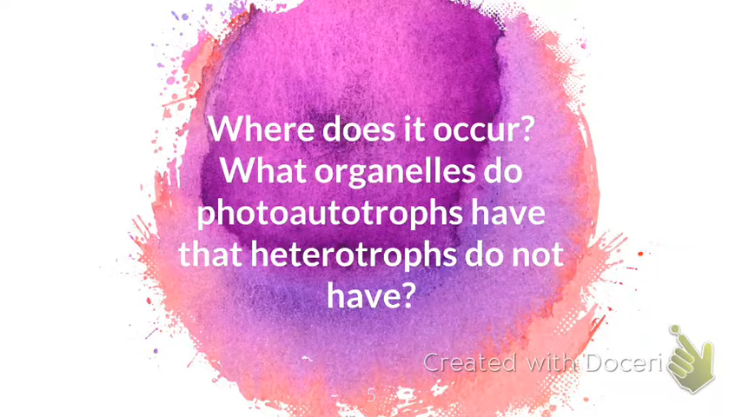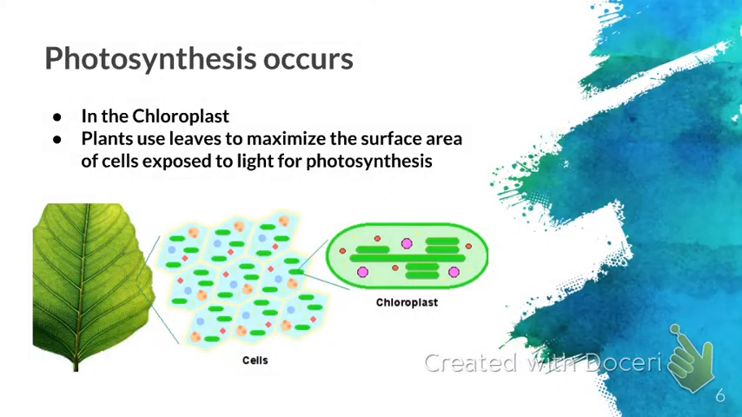What organelles do photoautotrophs have that heterotrophs do not have? Well, you have chloroplasts, right? It occurs in the chloroplast. Chloroplasts are organelles found in plant cells. Remember we looked at the Elodea cell, and we saw a bunch of chloroplasts. The reason leaves are broad is so that they can maximize the surface area of the cells exposed to light for photosynthesis.